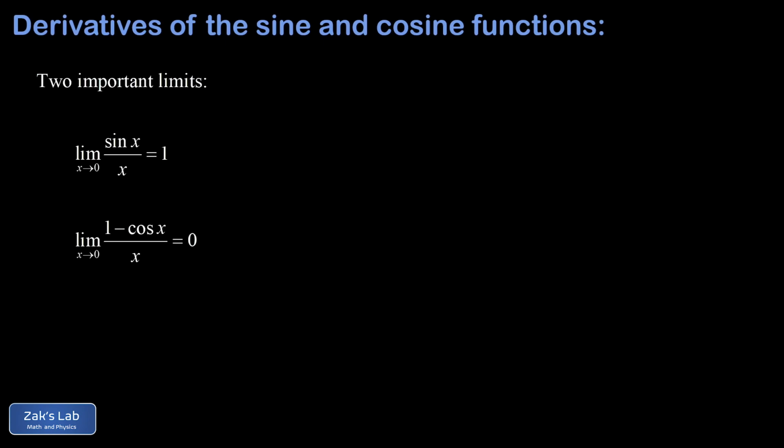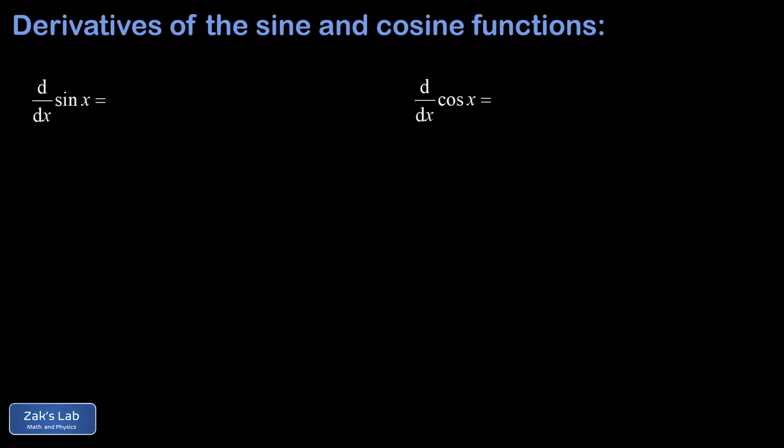In our second important limit, we have the limit of 1 minus cosine x over x as x goes to 0, and that turns out to be 0. Again, this is an indeterminate form because cosine x goes to 1 in the small x limit. So this limit is going to the indeterminate form 0 over 0 again, and this one was actually proved by using some trig identities on the first limit. So these are the two important limits we need to remember in order to apply the limit definition of the derivative and prove the derivative formulas for the sine and cosine functions.